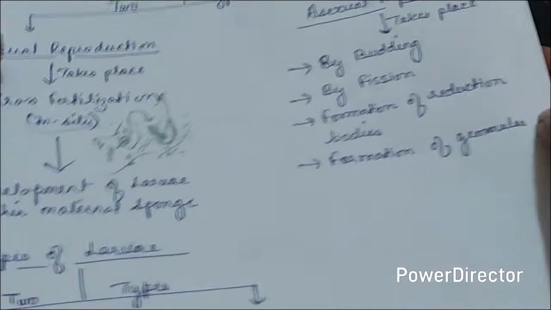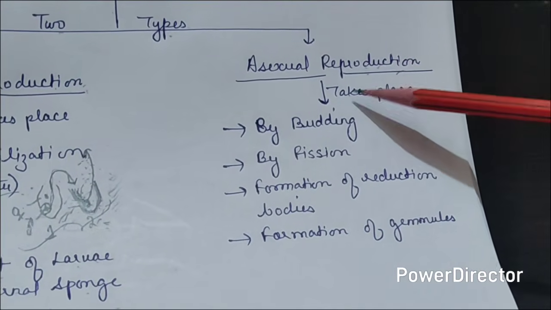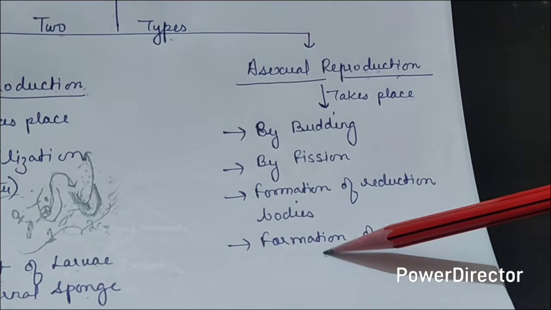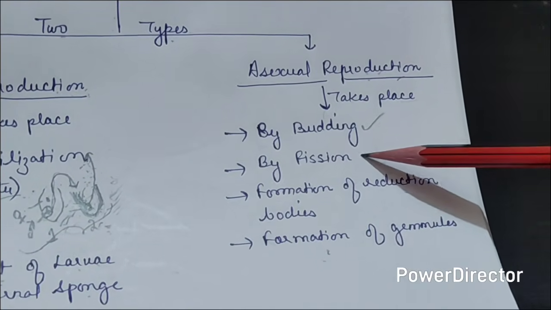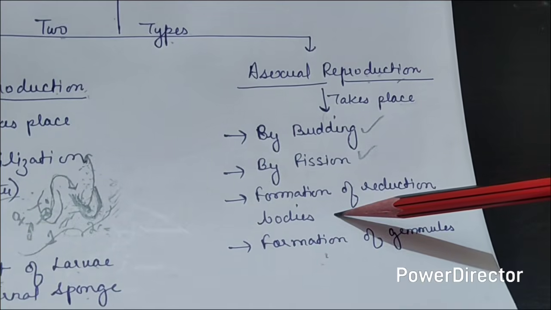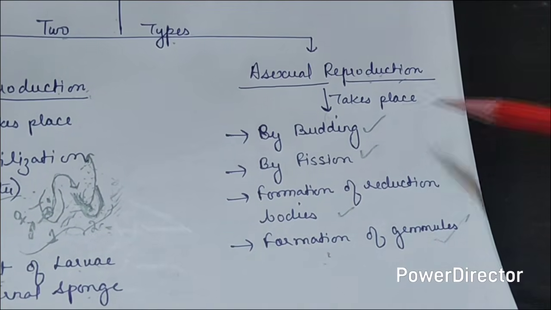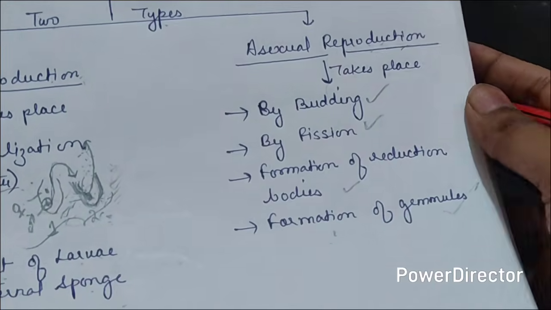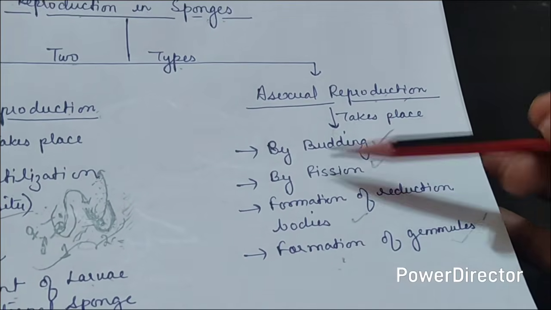Then we come to the asexual reproduction in sponges. Asexual reproduction takes place by the four major processes as we can see here, like by budding, by fission, formation of reduction bodies and formation of gametes. तो asexual reproduction majorly 4 types में देखने को मिलता है.